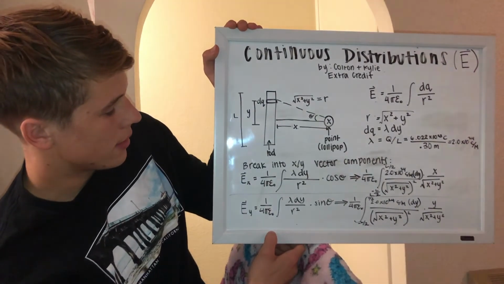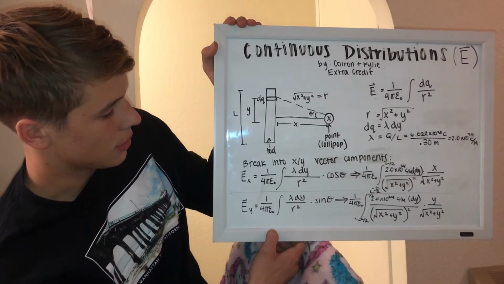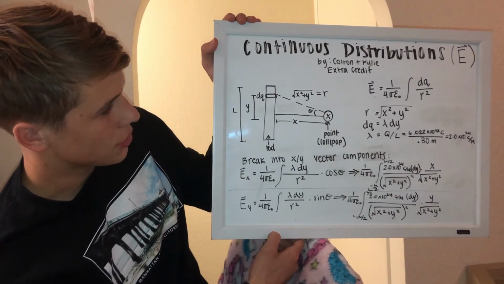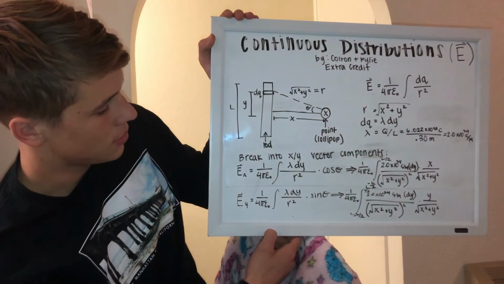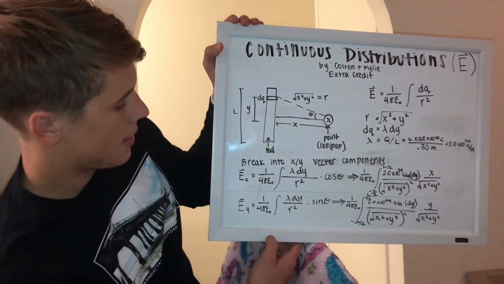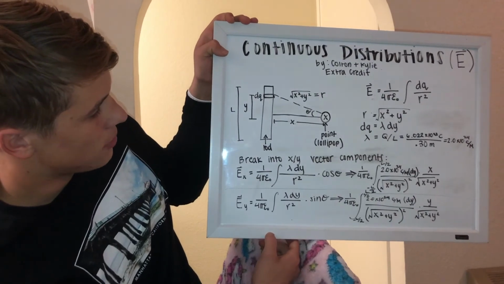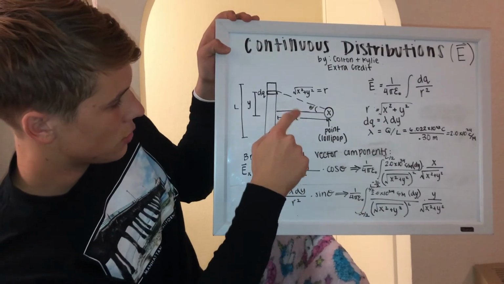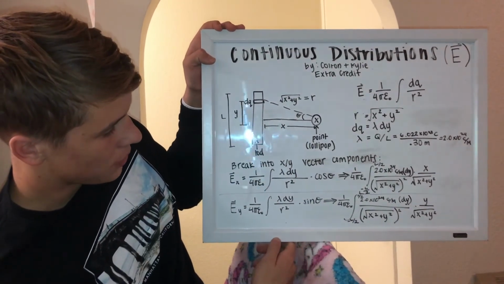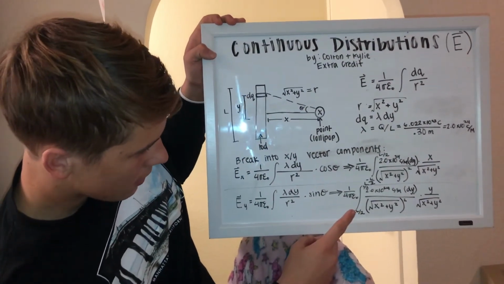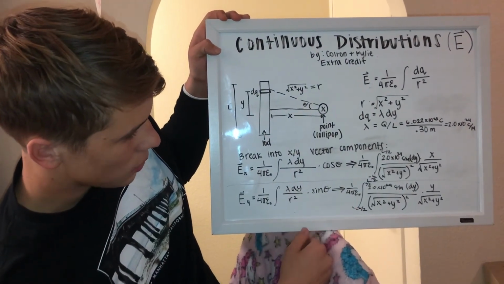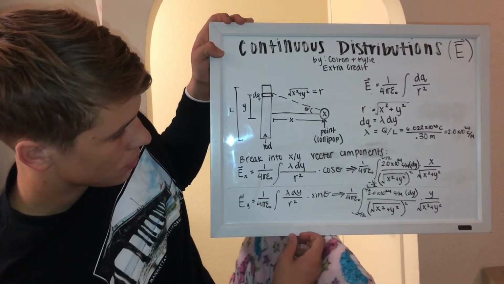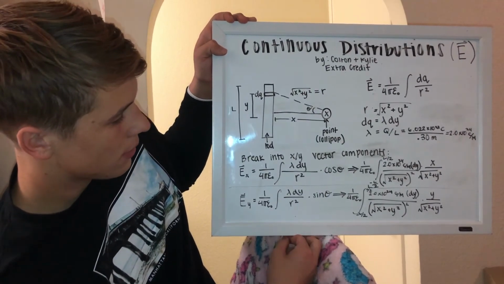Next, since electric field is a vector, we need to break it down into components. And here we have lambda dy over r squared, because dq is equal to lambda dy in this case. Since it's our x component, we know that it's going to be cosine theta, because cosine is adjacent over hypotenuse. We can rewrite that over here, plugging in lambda, and we still have dy because that's what we're integrating with. And r squared is just going to be the square root of x squared plus y squared, squared.